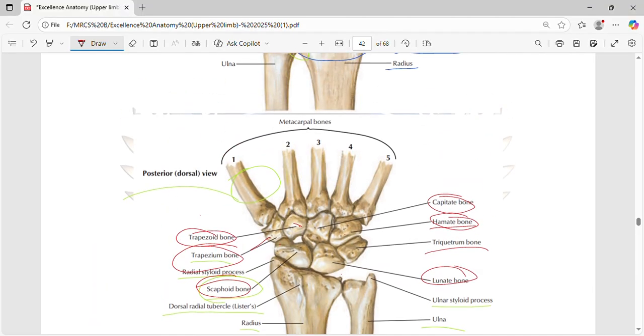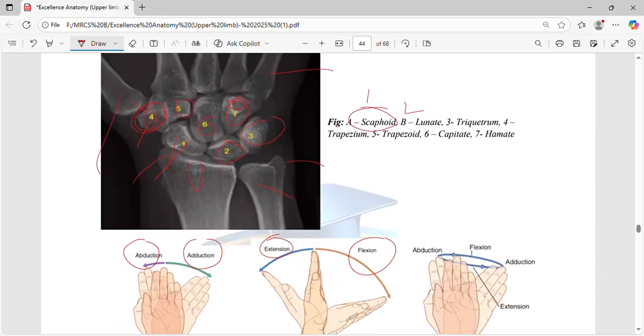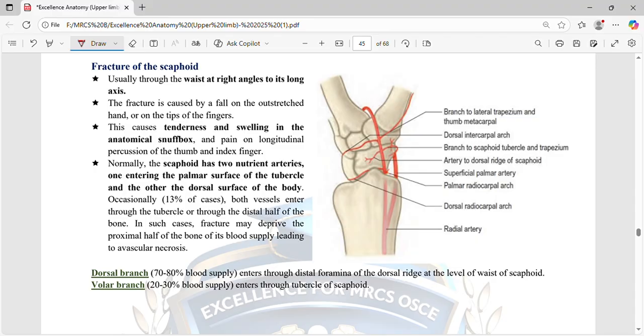Okay, so these are the important things. The dorsal Lister tubercle is important, and this is also important. Fracture of scaphoid, retrograde: we can make another video about it as well.